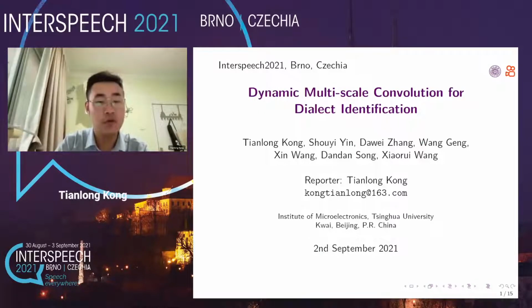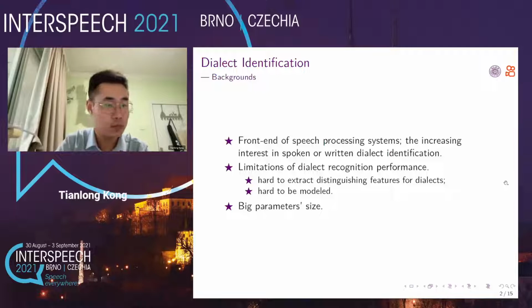I want to introduce our paper, Dynamic Muscular Convolution for Dialect Identification. Let's see the background. Dialect identification is the front end of speech processing systems. Besides, more and more people participate in dialect activities, where traditional methods have many difficulties extracting distinguishing features for dialects, and these methods are hard to model. Besides, the large number of parameters is also a problem that needs to be solved urgently.